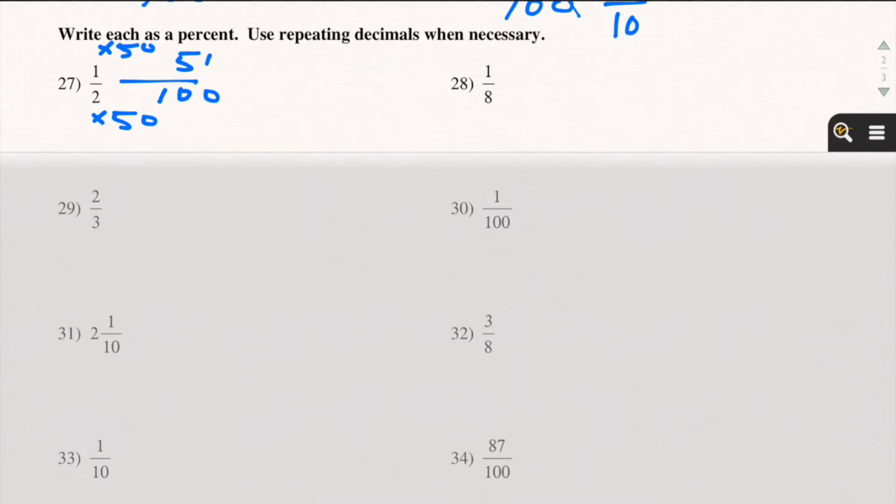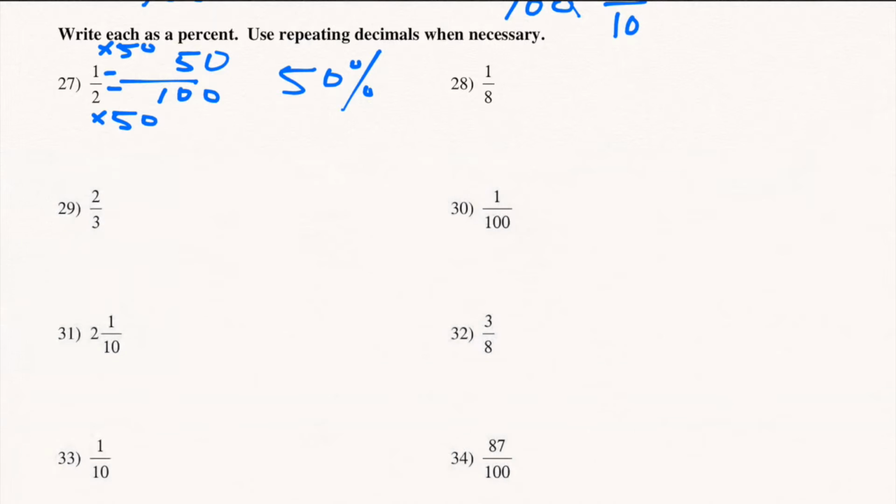And what we get on top is 50, and our fraction now becomes 50 over 100. So 1/2 equals 50 over 100, and again, percent means out of 100, so you can write 50 over 100 as 50%. Now this method wouldn't work for number 28 because there's not an easy number that you can multiply 8 by to get 100.